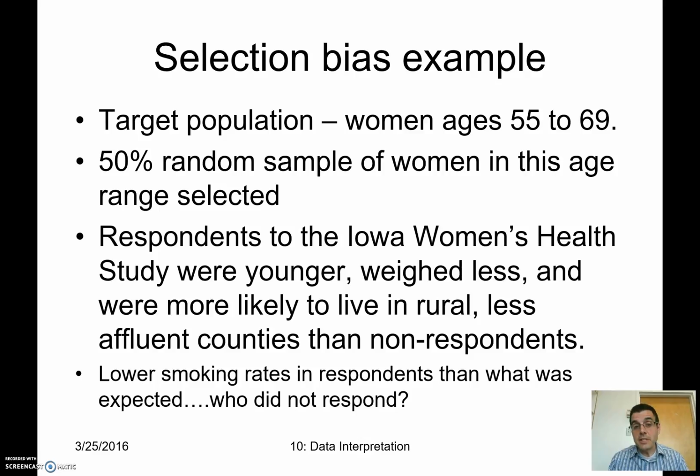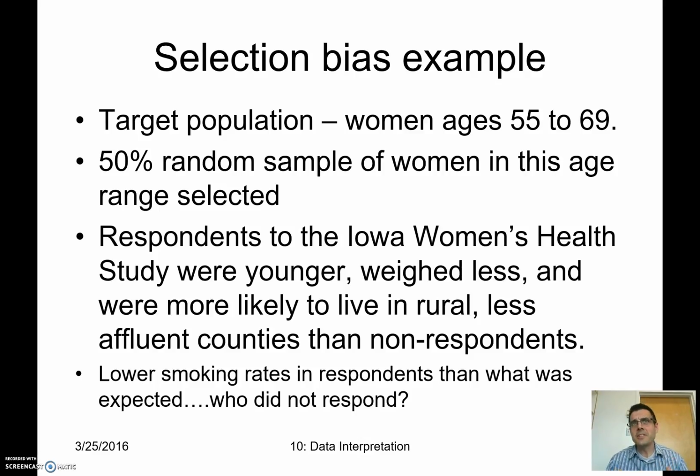But what was interesting is that they were expecting to have the surveys returned by mail, and when they looked at the data, the respondents were younger, closer to the age of 55. They weighed less and were more likely to live in rural areas as well as less affluent counties than the non-respondents. They also saw lower smoking rates in respondents than what was actually expected.